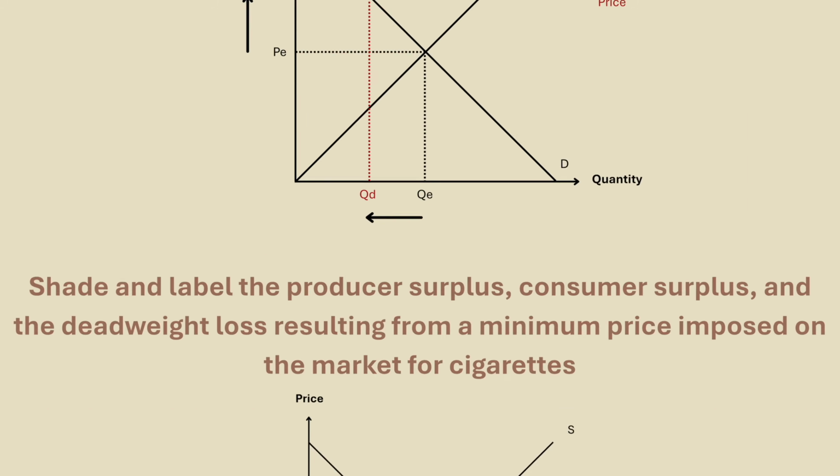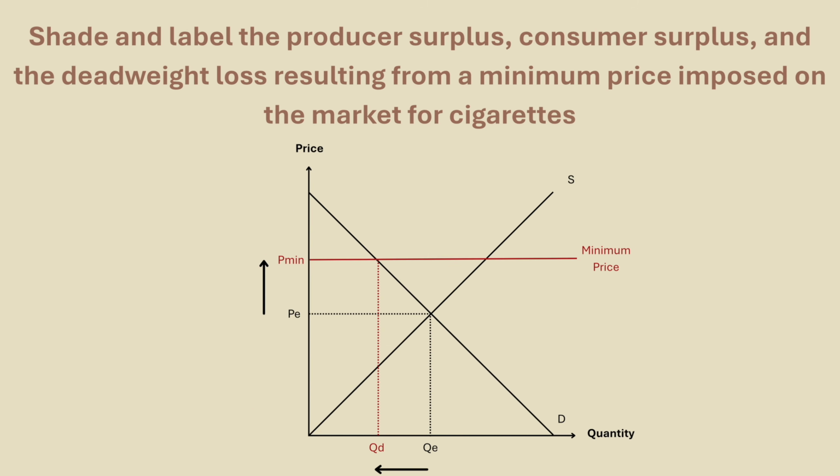Shade and label the producer surplus, consumer surplus, and deadweight loss resulting from a minimum price imposed on the market for cigarettes. Here is the answer. We have consumer surplus, that blue triangle at the top, and producer surplus, the orange shape down the bottom, and then the grey triangle is the deadweight loss.